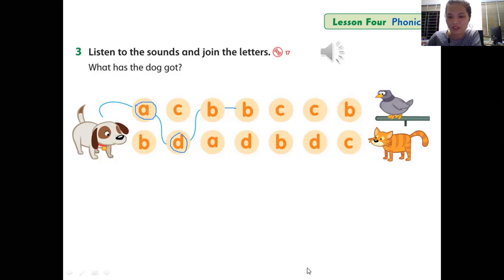So next sound is C. So you have C. This one. D. D. Dog. Next one is D. Right down here. Okay. Next one. C. C. Cat. Okay. Cat here. Yes, cat. What has the dog got? Okay, the dog has got a cat. Okay. Next one.